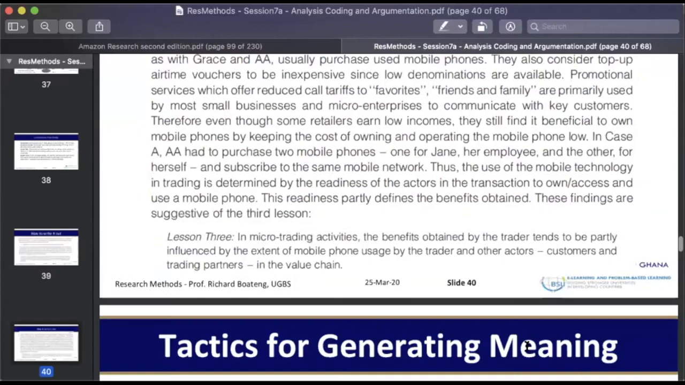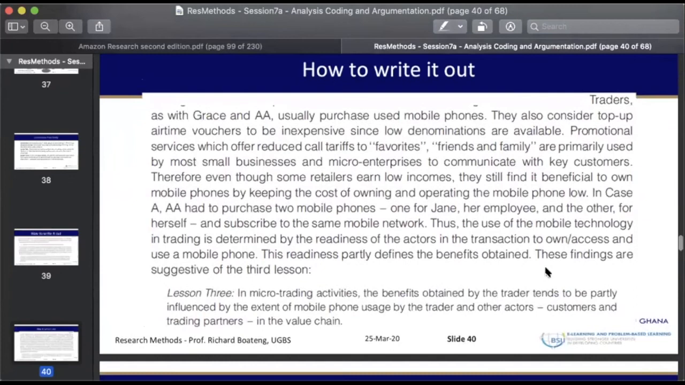Look at this one too. As with Grace and AA, traders usually purchase and use mobile phones. They also consider top-up airtime vouchers to be inexpensive since low denominations are available. Promotional services which offer reduced call tariffs to favorites, friends, and family are primarily used by most small business and micro enterprises to communicate with key customers.